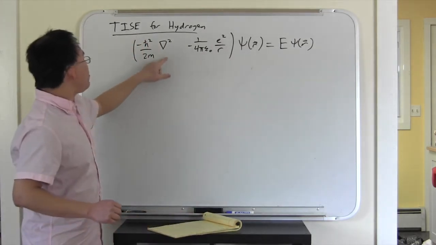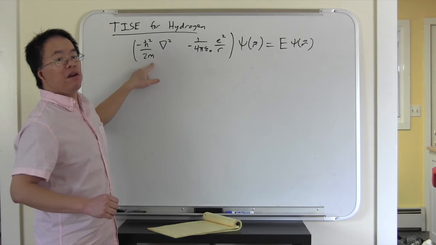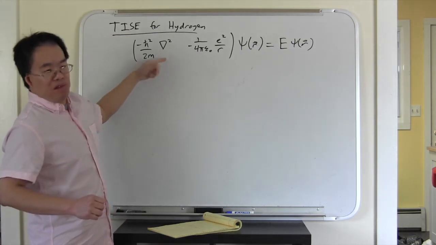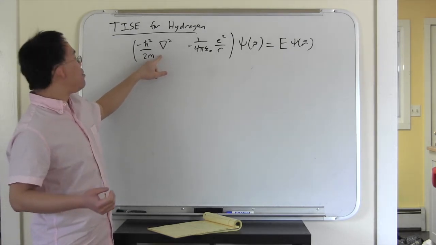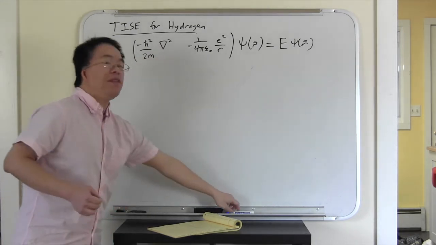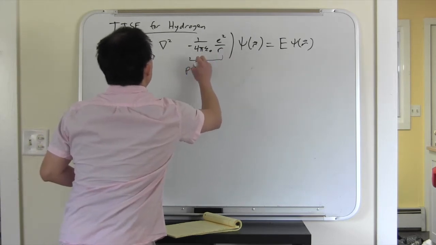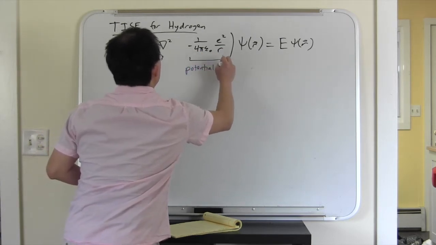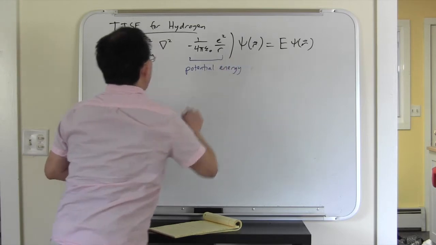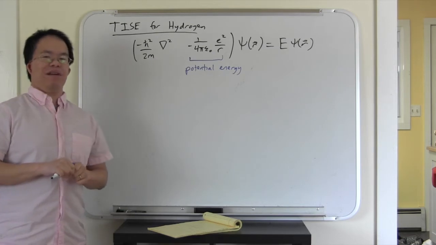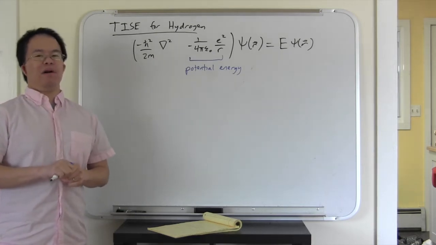Let me just remind everyone, this term here is our kinetic energy term, where we've replaced the second derivative with respect to x with the Laplacian, and this is our potential energy term.